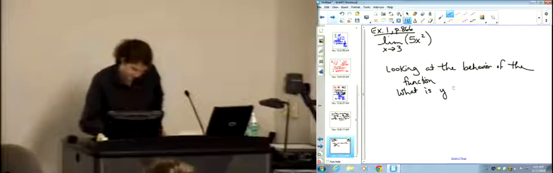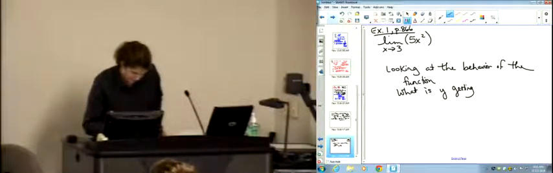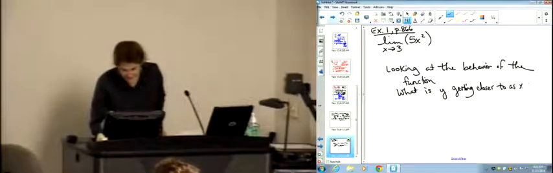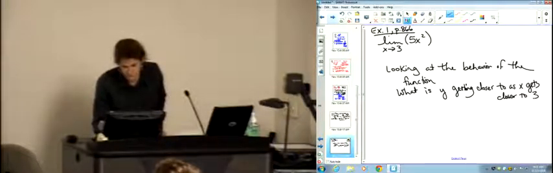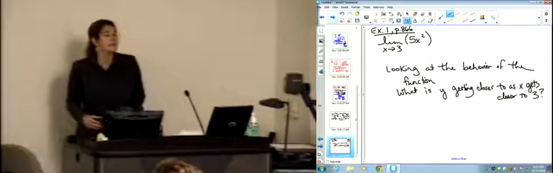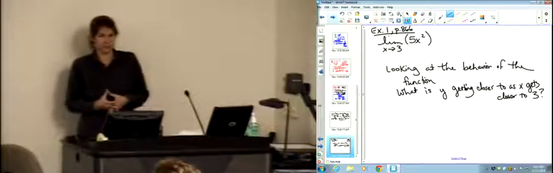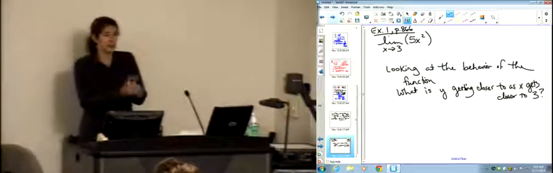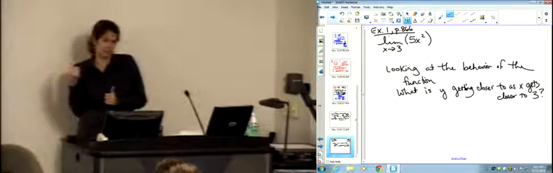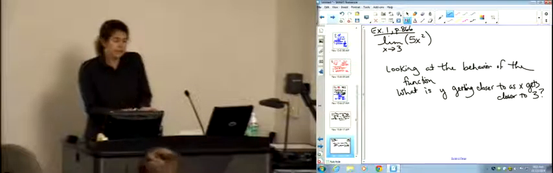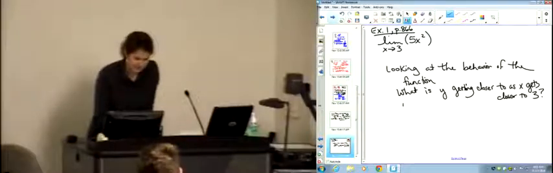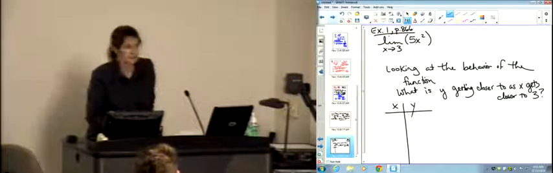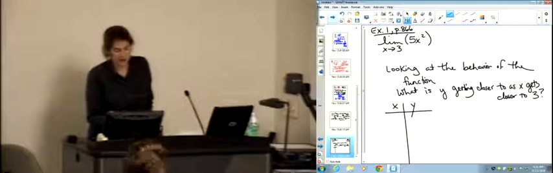One thing we're kind of saying there is, what is y, or the function value? I'm going to use this concept of getting closer. What is y getting closer to as x gets closer to whatever the c value is? I'm going to put 3 here. That's what we mean by the behavior of a function. What are the y values getting closer to as the x values are getting closer to whatever they told us they were getting closer to?